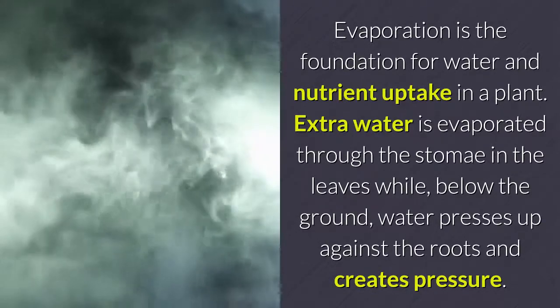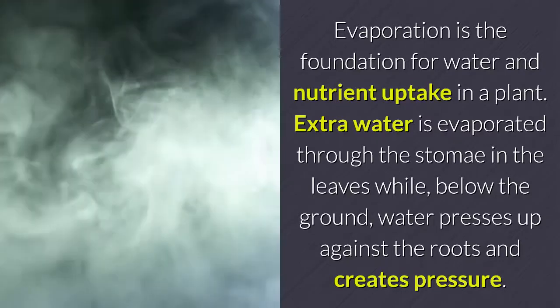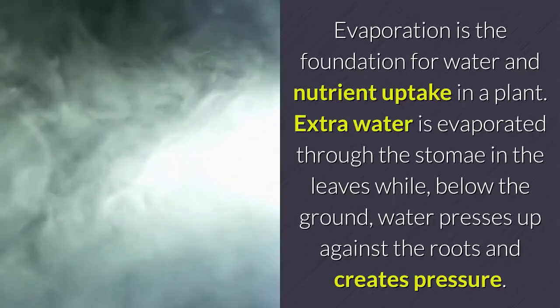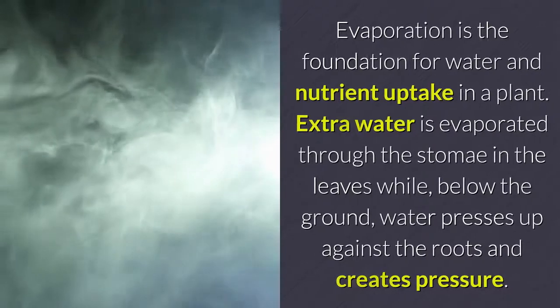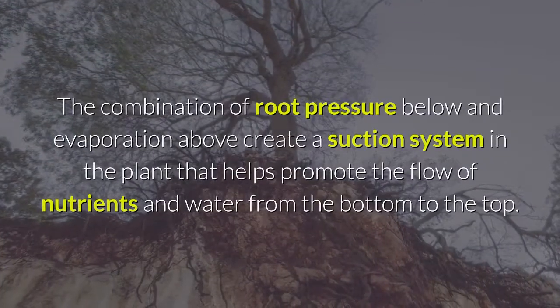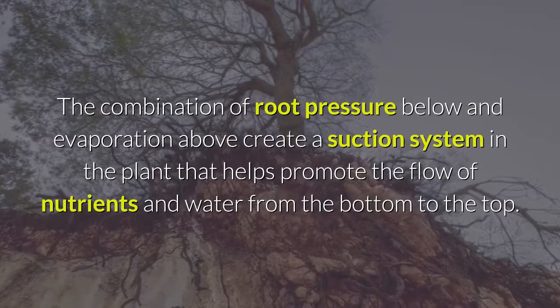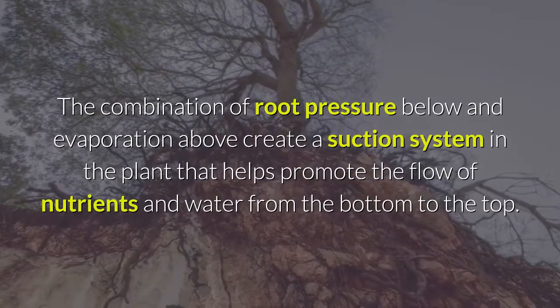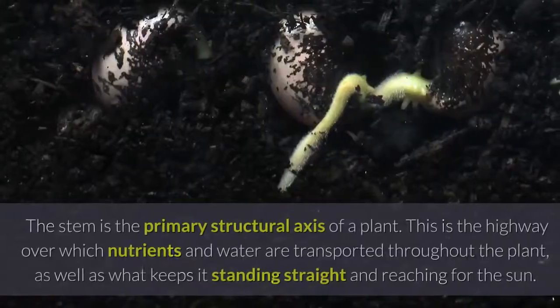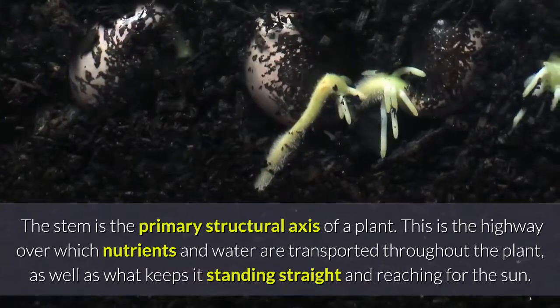Extra water is evaporated through the stomata in the leaves, while, below the ground, water presses up against the roots and creates pressure. The combination of root pressure below and evaporation above create a suction system in the plant that helps promote the flow of nutrients and water from the bottom to the top. The stem is the primary structural axis of a plant.